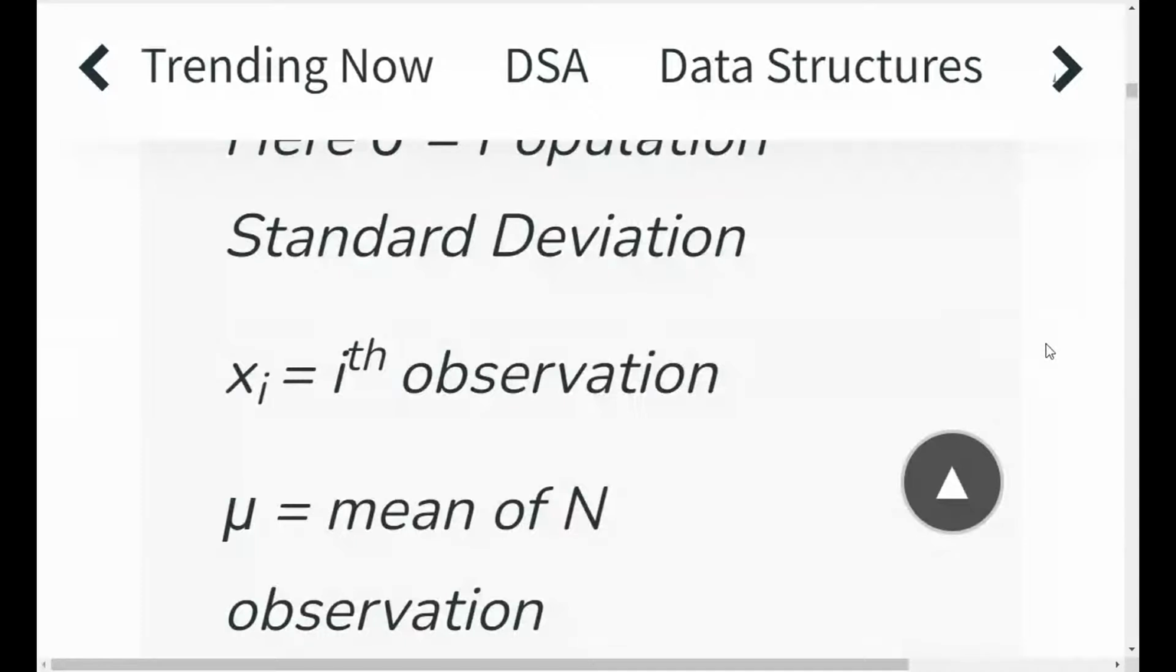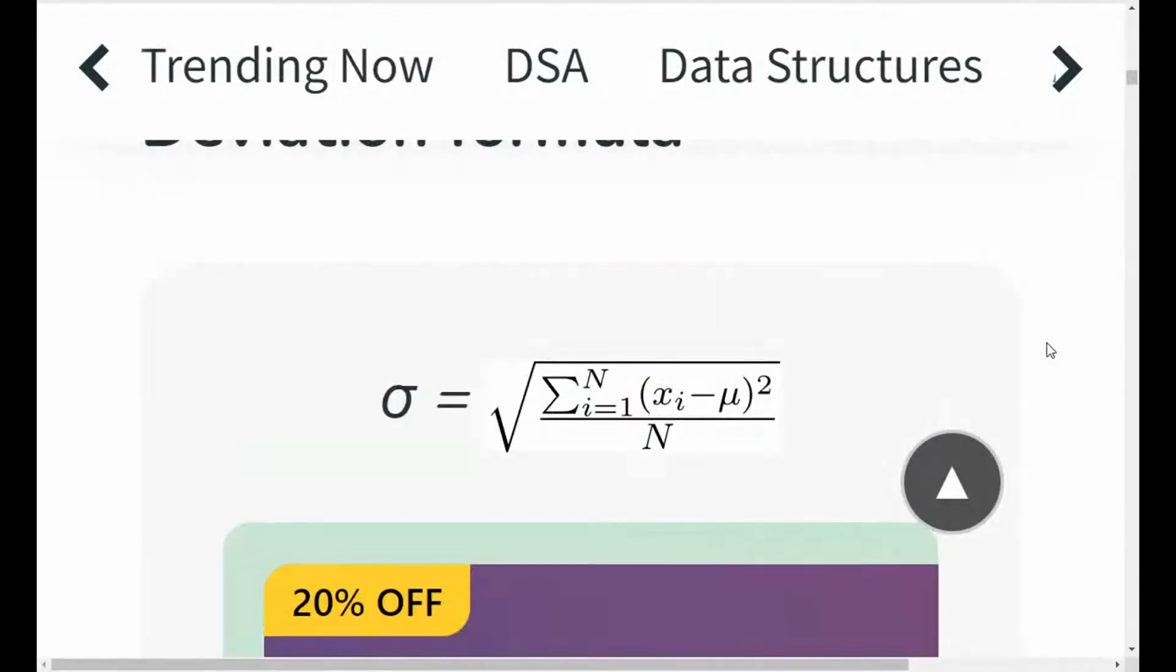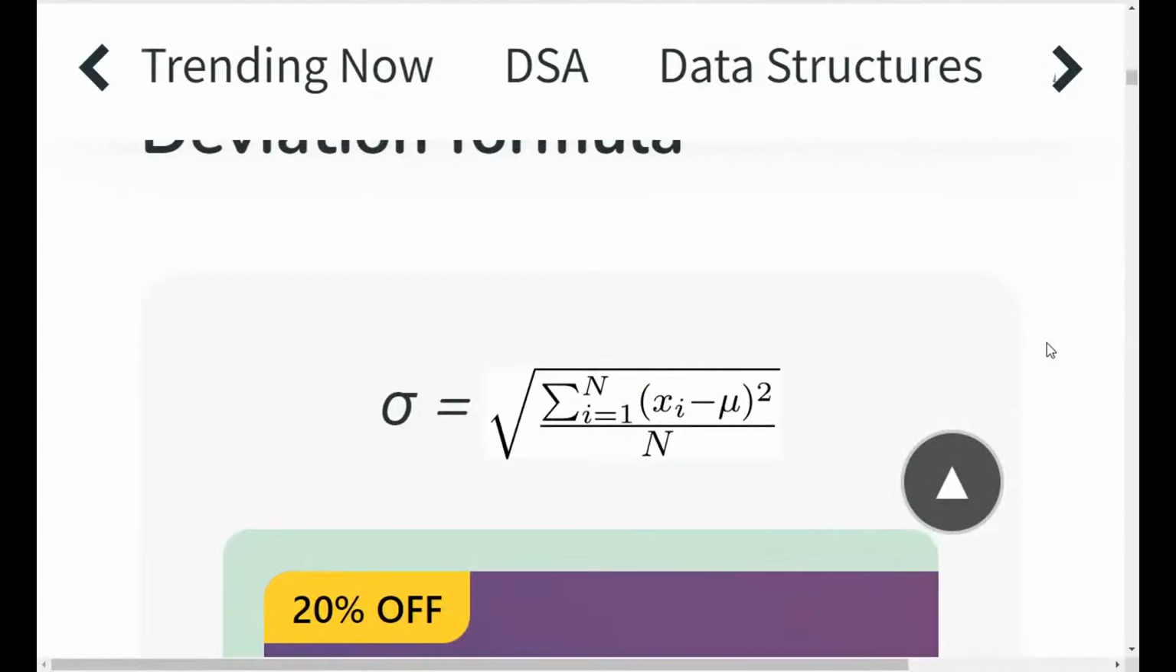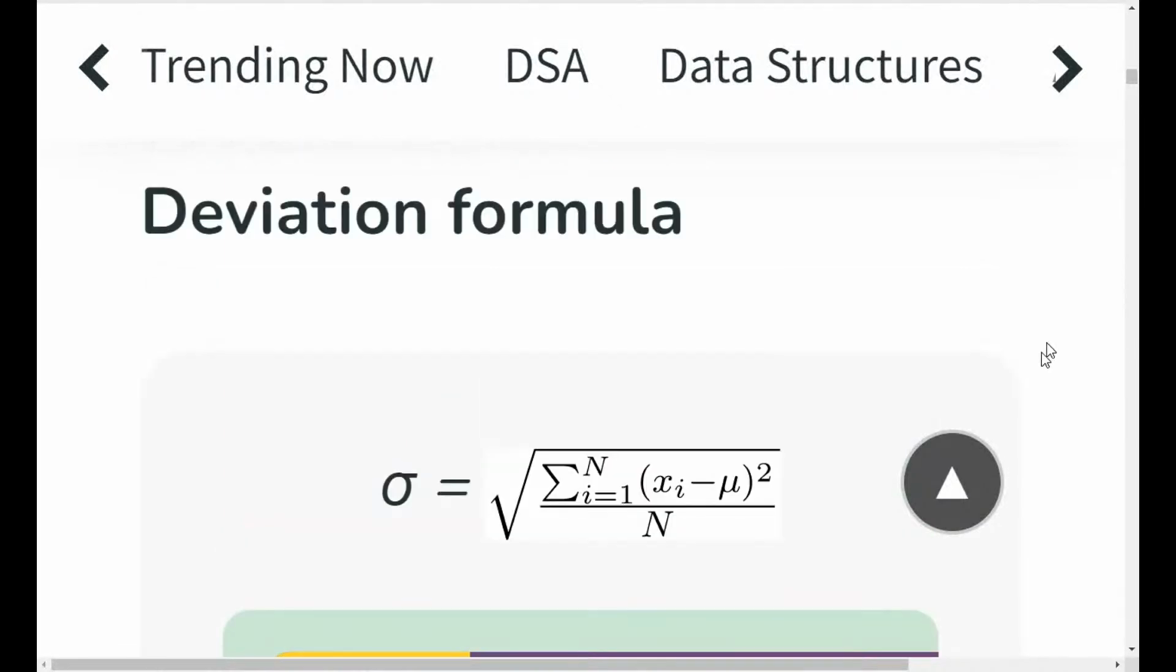I observation. So what are you observing? I observation means x of I observation. Here we are finding the average of the data elements. For example, 10 students' marks we are taking. We have to find the average of all those 10. That will give your mu. That average is your mu. Average is my mu, that is the mean of n.